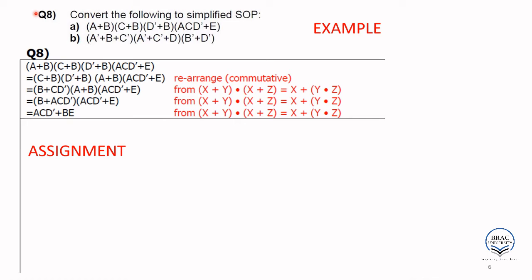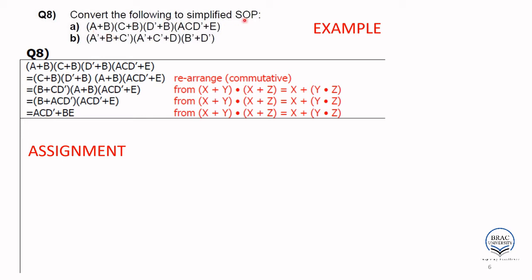Convert the following to simplified SOP. We haven't discussed what SOP actually is. We'll discuss it in the next lecture hopefully. SOP is sum of product, and in the next slide you will see POS, product of sum. Product of sum means everything is multiplied together. Sum of product means the products are summed together, like these two products summed through this plus sign. So this is called sum of product.